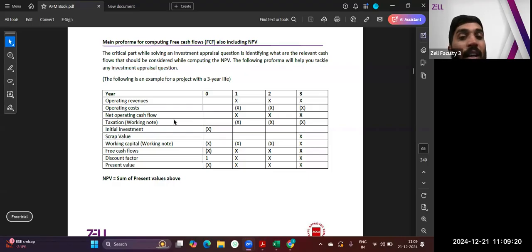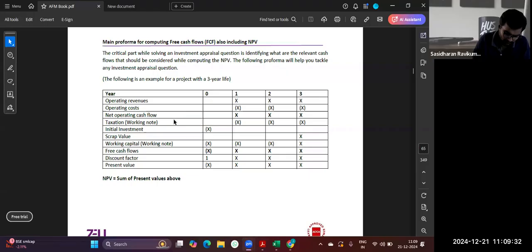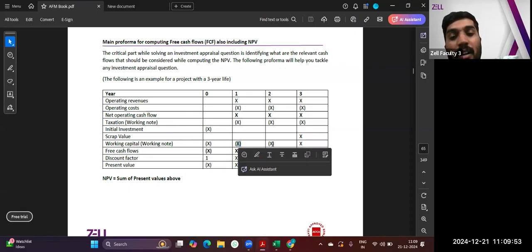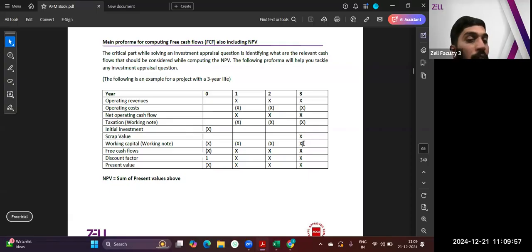But trust me, it is very wise to have a separate working note for tax, because in the whole calculation, working capital and tax carry the most marks. These are the places where you will have technical adjustments to be done. The rest is nothing but sales price multiplied by quantity, or cost multiplied by quantity, which gives you the operating cost. No rocket science there. But taxation and working capital are a little different. Working capital starts in year 0, 1, 2, 3, and in the last year it is positive. We will discuss in detail why it is that way. With all of this, we come to free cash flows.